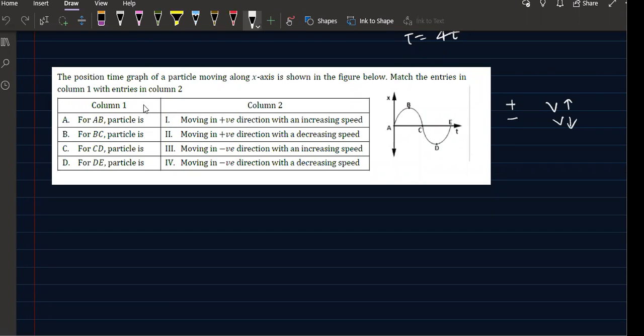Okay. So from A to B, moving in positive direction and increasing speed, right? B to C, tell me, again positive direction with decreasing speed, right? Very good. C to D, tell me, negative direction with decreasing speed. D to E, negative direction with increasing speed. Okay?